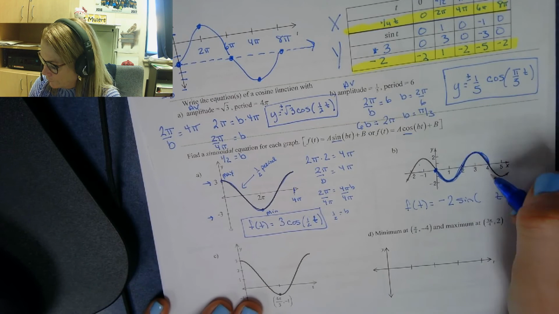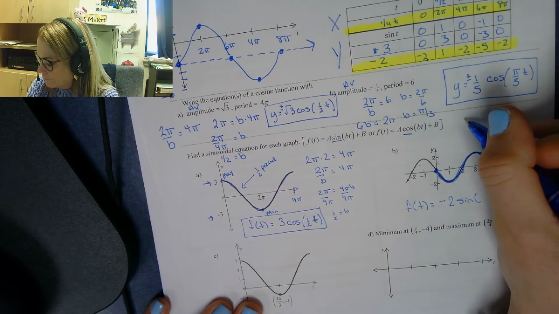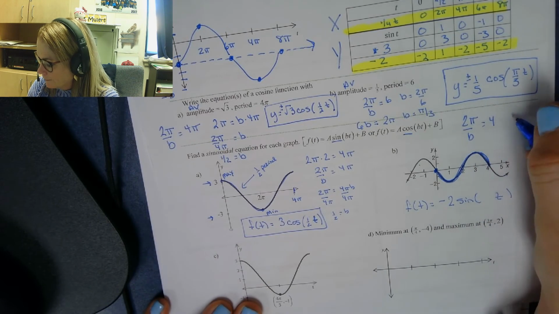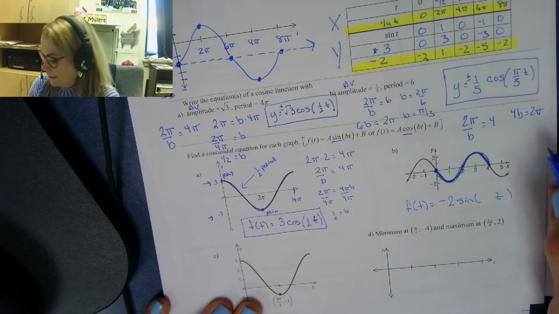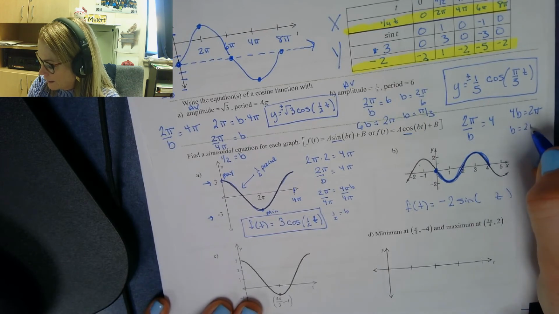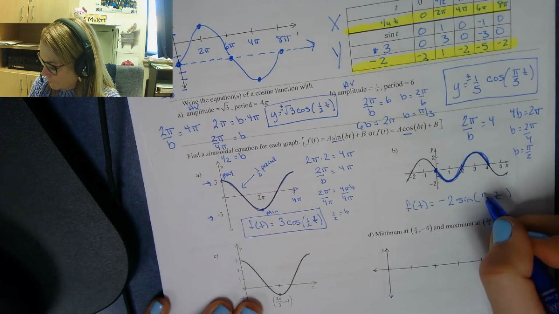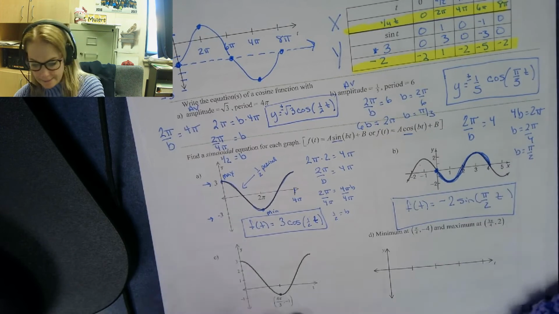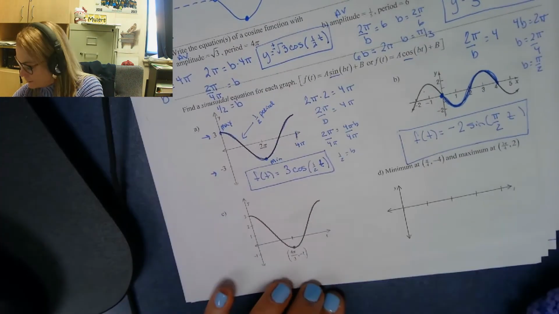So the period goes from 0 to 4, so that's a period of 4. So 2 pi over b had to equal 4. So 4b had to equal 2 pi. Divide 4 out. 2 pi over 4 is pi over 2. Throw that right there, and you are golden. Okay, next one is here.